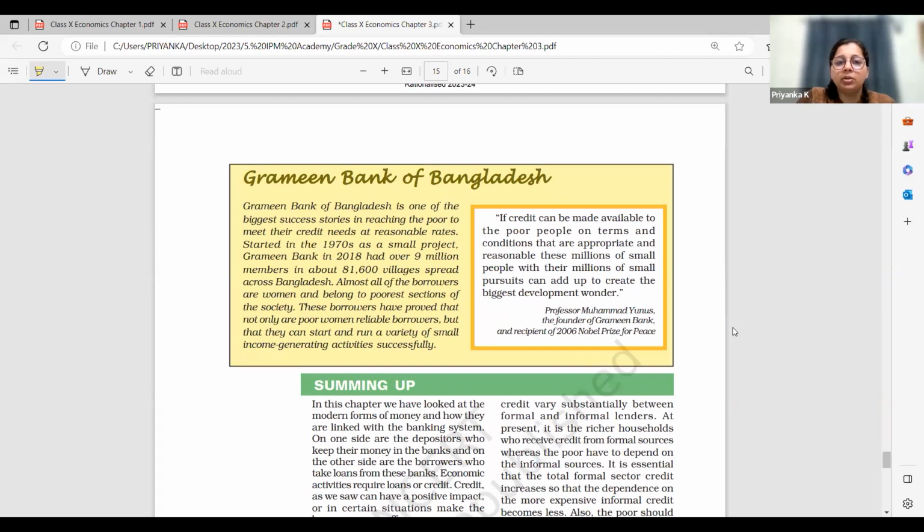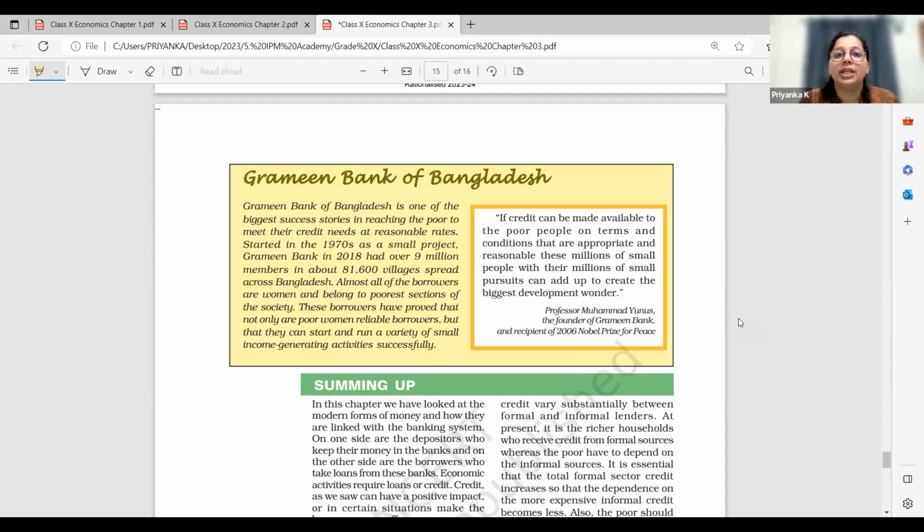There is an example given about the Grameen Bank of Bangladesh. It is one of the biggest success stories. Generally an economy or a society or a nation thinks that credit facilities to its poor community will affect its economic development. But this concept was broken by the Grameen Bank of Bangladesh. The Grameen Bank was established in the 1970s, and it focused on supporting the poor people in its community, giving credit at reasonable rates.